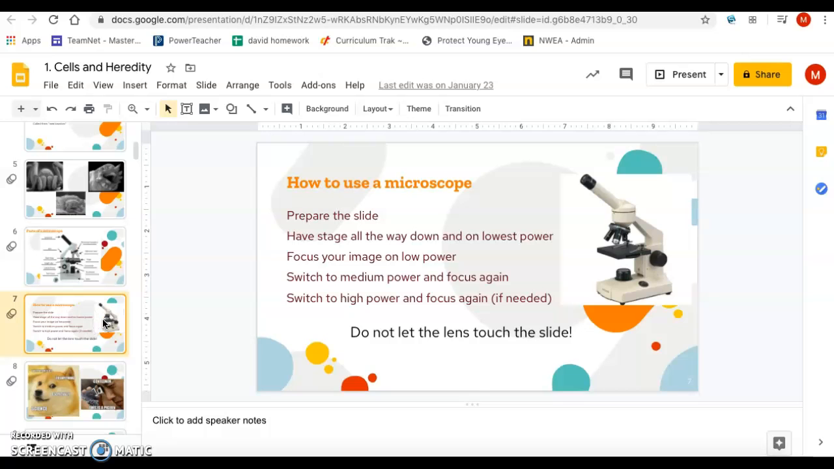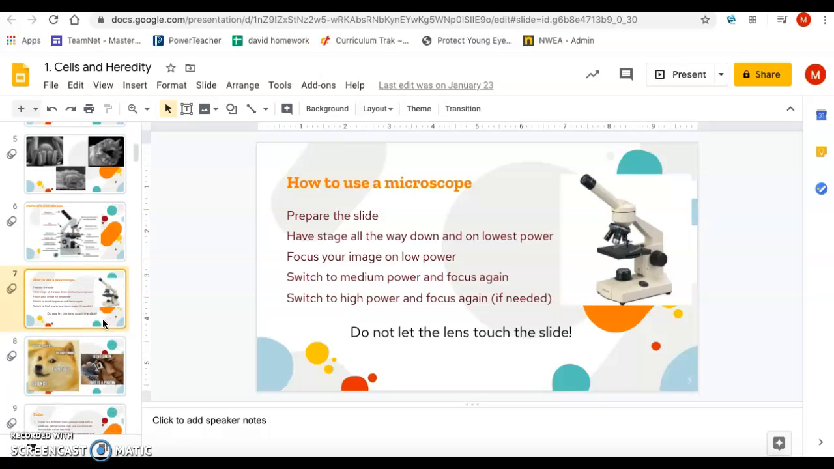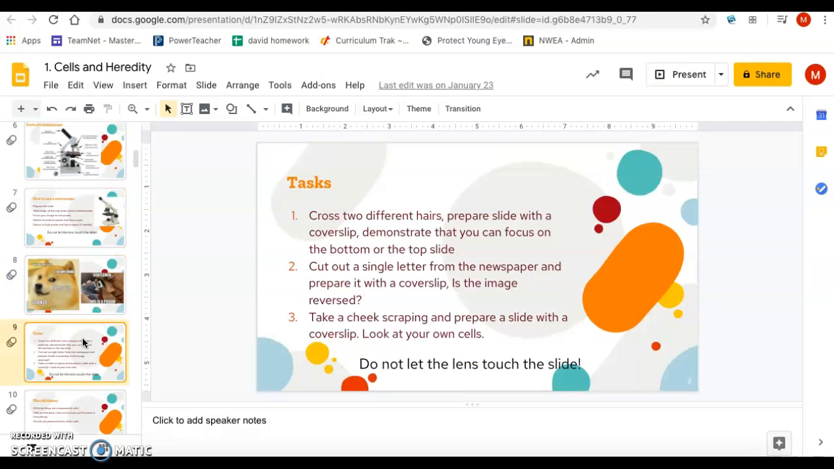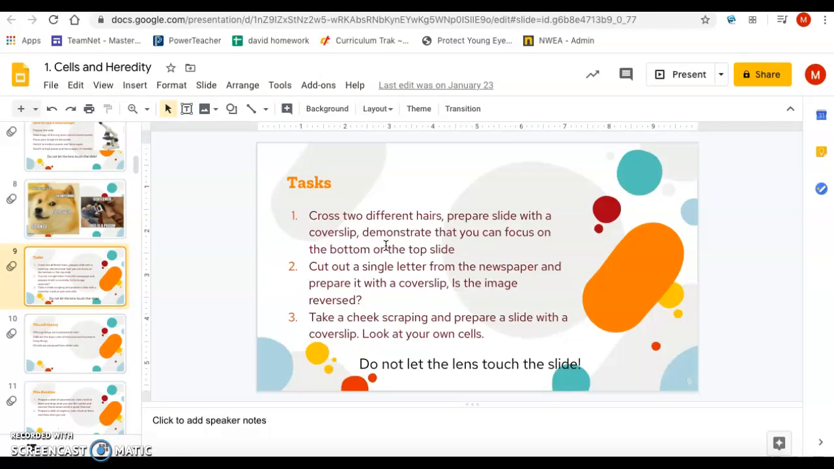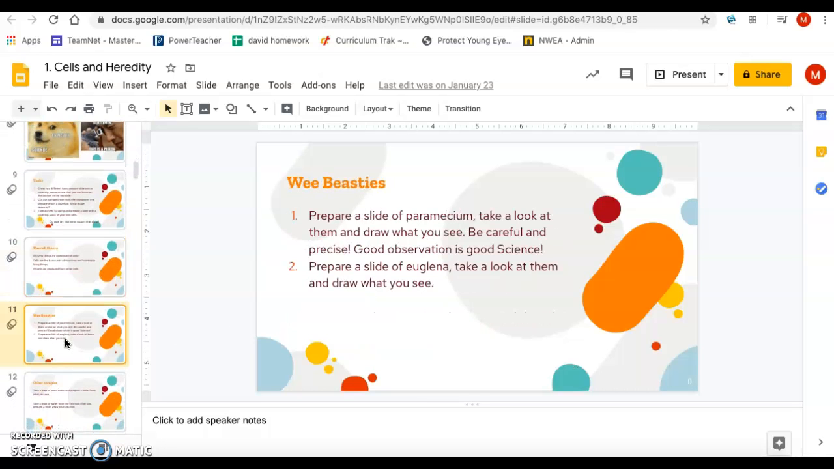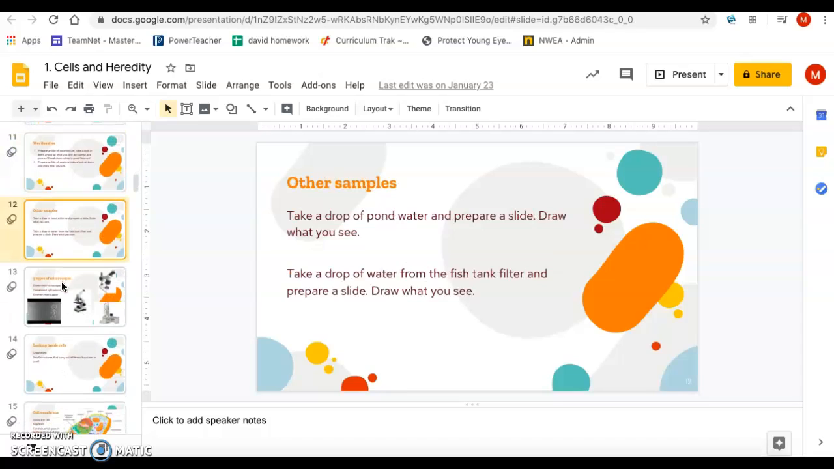And then this is important, get them on the microscopes as soon as possible. Taking a look at stuff that we ordered, paramecium and euglena, ordered from Carolina Biological, and then pond water and filter water from the fish tank. Really cool stuff. Few things just getting used to microscopes, stuff like that. A little cell theory action there.